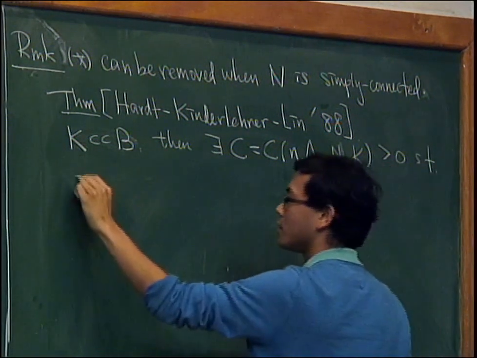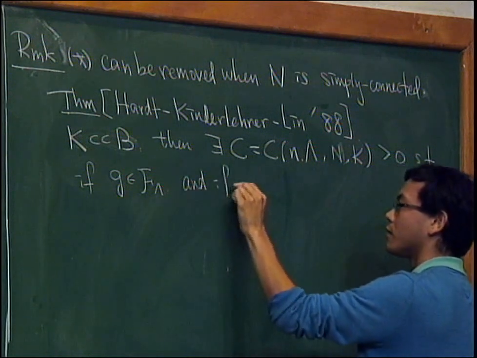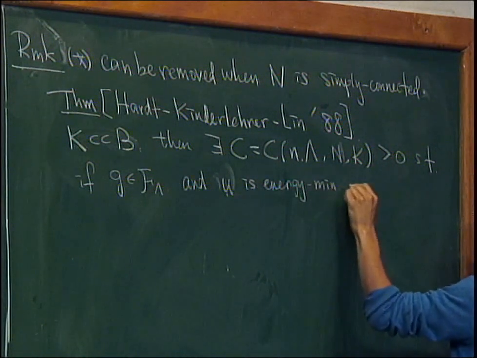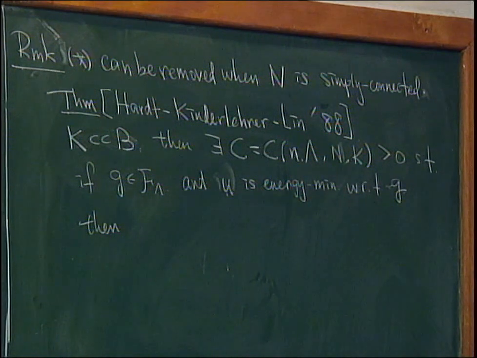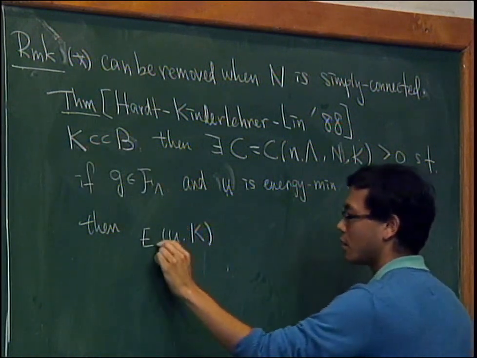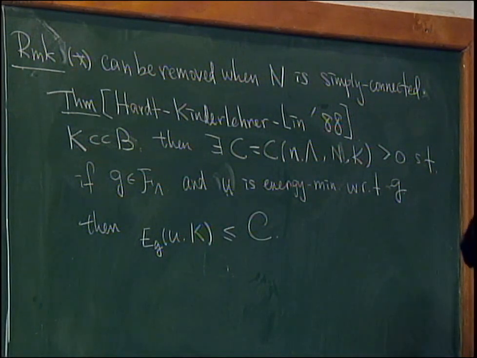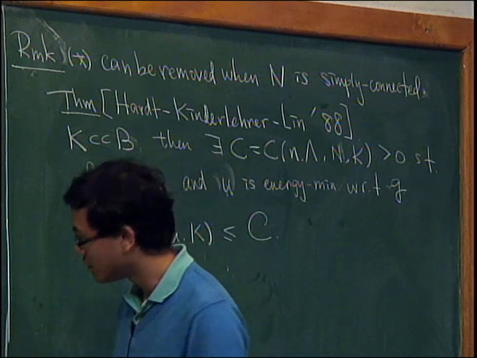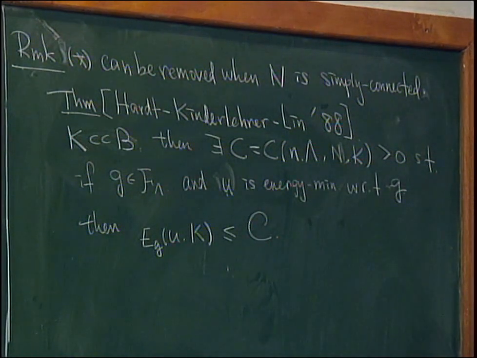such that if G, again, is in this class at lambda, and if U is energy minimizing with respect to G, then the energy of U on this compact set K with respect to the metric G is just bounded by this absolute constant C. So this is a very strong energy bound, and it's actually much stronger than what we needed here. And so that is why in the case where N is simply connected, we can just remove the assumption star.